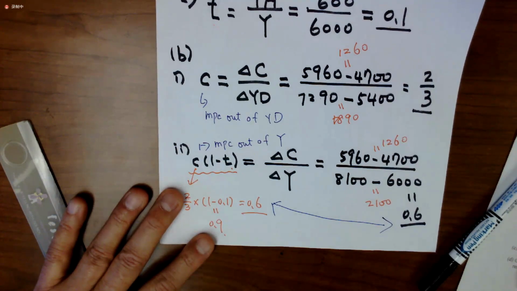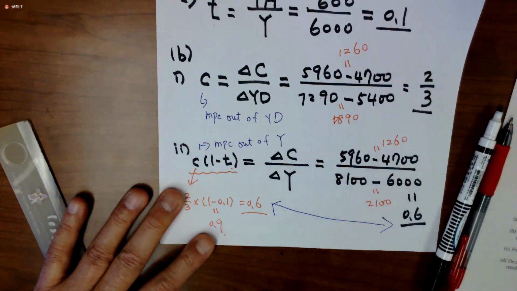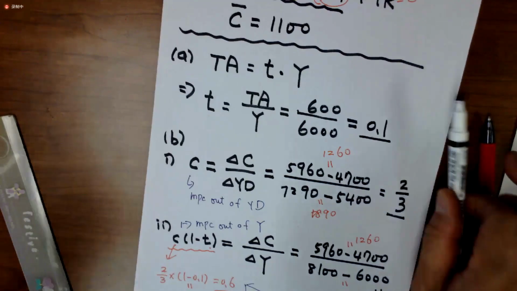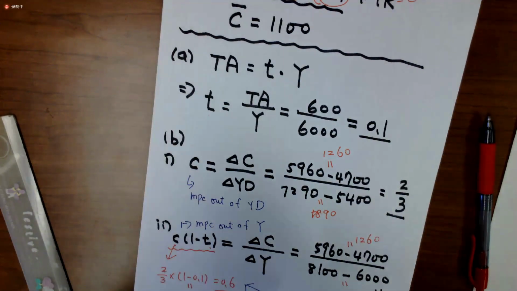Can't you also just take the actual consumption and subtract the autonomous consumption, put that over disposable income? Say that again. Take the consumption, like 4,700, and then subtract away the autonomous consumption and place that over the disposable income. So you are saying the following.